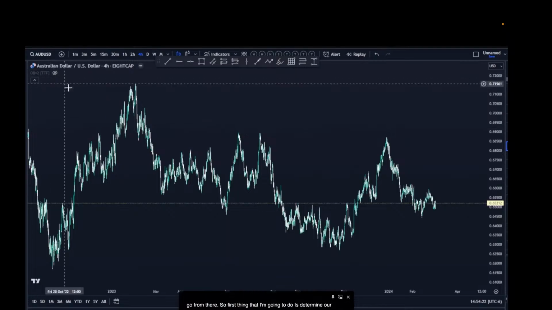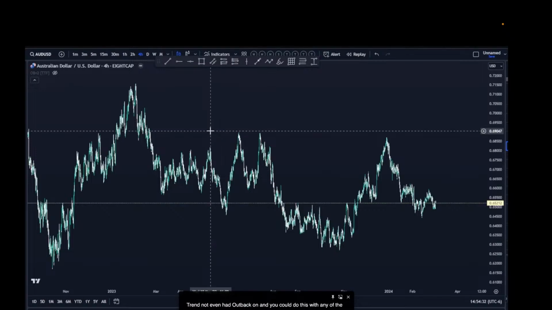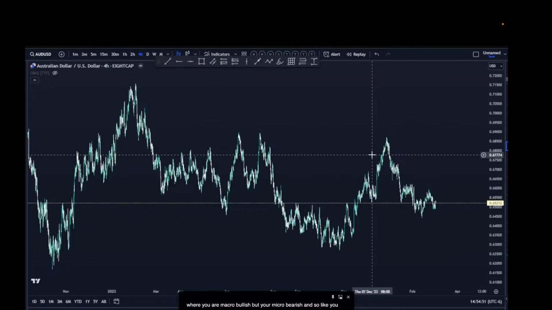Not even have Outback on, and you could do this with any of the other indicators as well. So in this case, this is the macro kind of time frame. This is the macro side of things. Are we macro bullish or are we macro bearish? And then we go from there in the micro, aka like our trading time frame. So there could be certain scenarios where you are macro bullish but you're micro bearish. And so like you can kind of play those sides of things too. But let's not get too fancy.